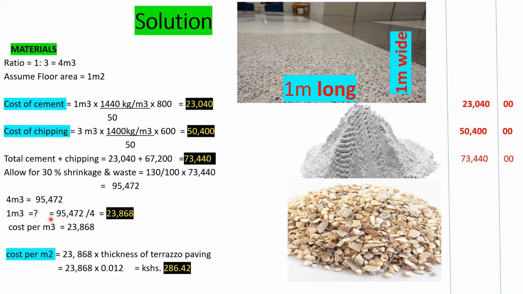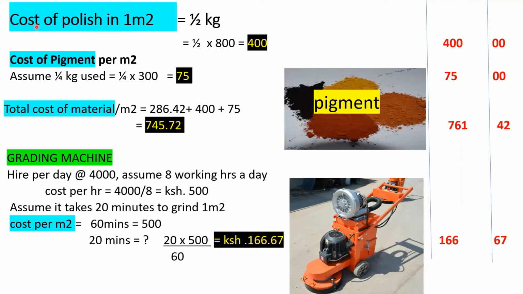Let's find the cost of 1 meter cubic. 4 meter cubic is at the total we found. What about 1 meter cubic? That will give us the cost per meter cubic. Now let's find the cost per meter square. We take the cost per meter cubic and then we multiply by the thickness of the terrazzo paving. That is 0.12. That will give us 286.42.